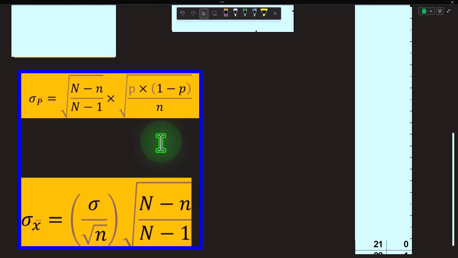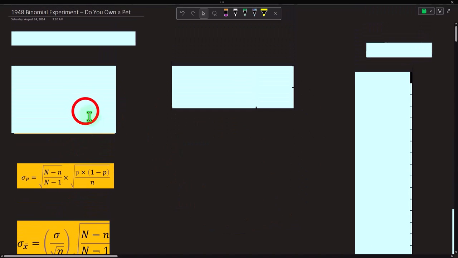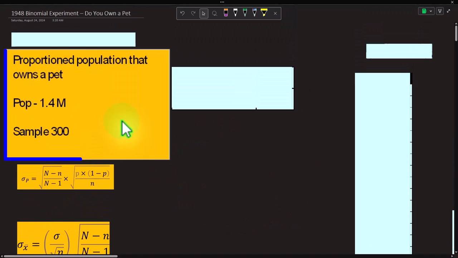We've thought about the most theoretical type of binomial experiment before, the good old coin toss, and now we want to think about something that's a little bit more concrete, which would be a survey type of situation, for example, here, where we're going to ask the question, do you own a pet or not? That's going to be the question. There's only two possible results, yes or no.